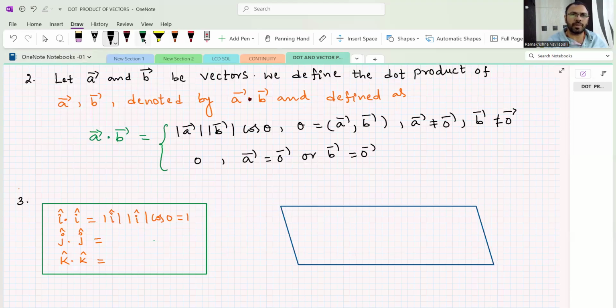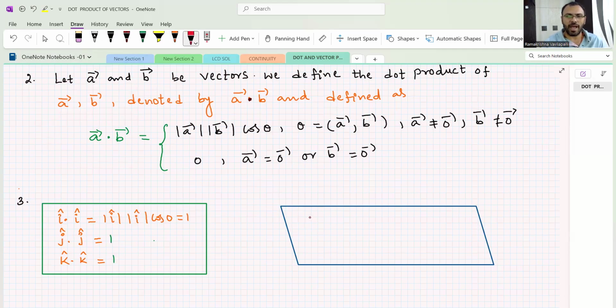Now I'm going to explain a few things which will help us to find A bar dot B bar when A bar and B bar are explicitly given. Here you see I cap dot I cap. I cap is the unit vector along the x-axis, isn't it? Now the angle between I cap and I cap is 0. Therefore mod I cap into cos 0 is equal to 1. Similarly, I can write that j cap dot j cap equals 1 and k cap dot k cap equals 1.